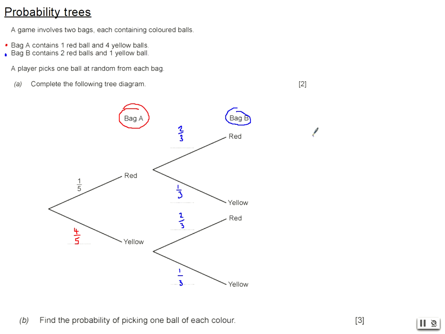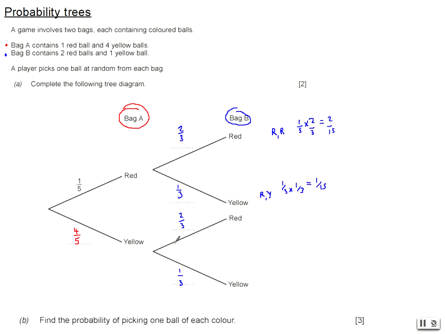Now if we go up and up on the diagram, that's red followed by a red, and what we do is we multiply the two probabilities together. And to do this, it would be multiply the tops, multiply the bottoms. So the first set would give us 2 over 15. Now if we go up and down, that's red followed by yellow. So that would be 1/5 times 1/3. So that's 1 over 15.